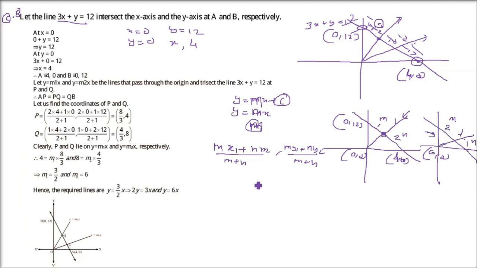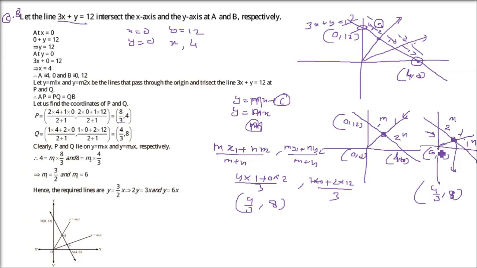So what is the point here? 4 into 1 plus 0 into 2, I am using the formula, divided by m plus n, 2 plus 1, 3. Now we have 1 into 0 plus 2 into 12 by 3. So this is 4 plus 0 by 3, 4 by 3. This is 0 plus 24 by 3, that is 8. Now this is the point on the line which I am talking about, the second one. So the coordinates are 4 by 3 and 8. And this point, which is the first one, is going to come as 8 by 3 and 4.